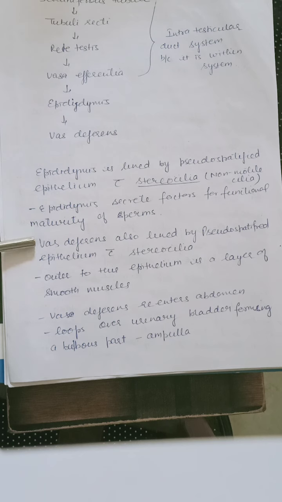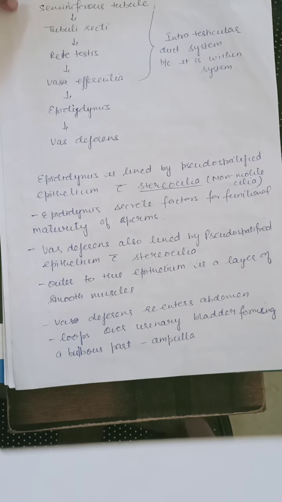Vas deferens is also lined by pseudostratified epithelium with stereocilia. Outside this epithelium is a layer of smooth muscle, and contraction of these smooth muscles propels the movement of the sperm. Vas deferens re-enters the abdomen, loops over the urinary bladder, forming a bulbous part, the ampulla. This I will show you in the diagram.